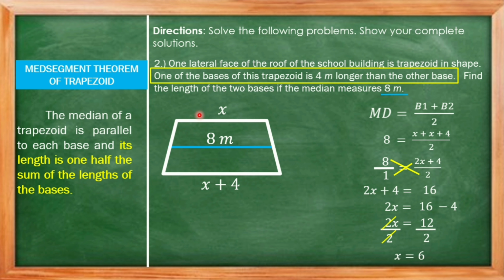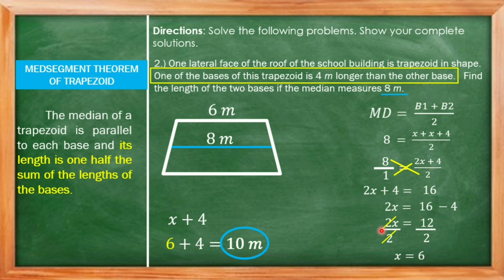Dahil yung base 1 natin ay na-represent natin as x, ibig sabihin, ito ngayon ay equals to 6. Okay, and then yung base 2 natin, which is x plus 4, so papalitan lang natin itong x ng 6. Magiging ganito na siya. So, 6 plus 4 is equals to 10. So, ito naman yung measure ng pangalawang base natin.